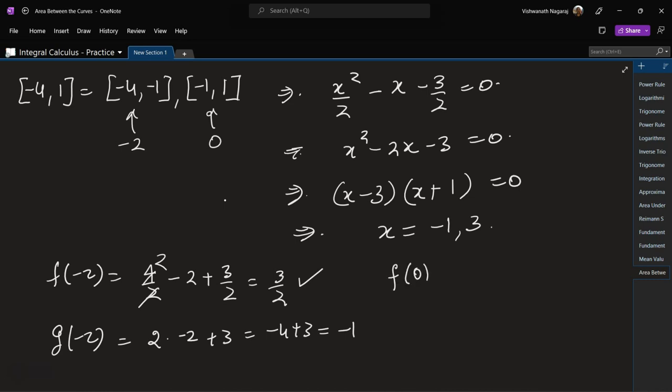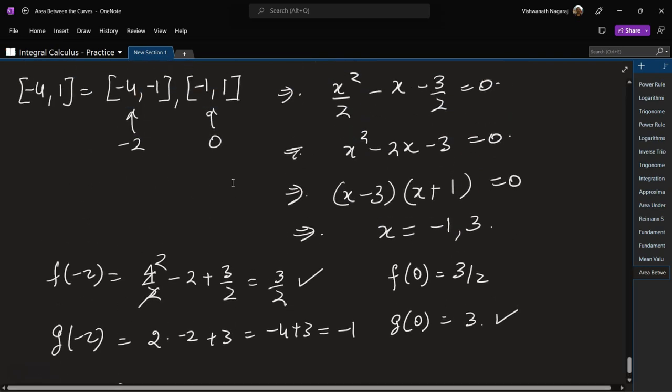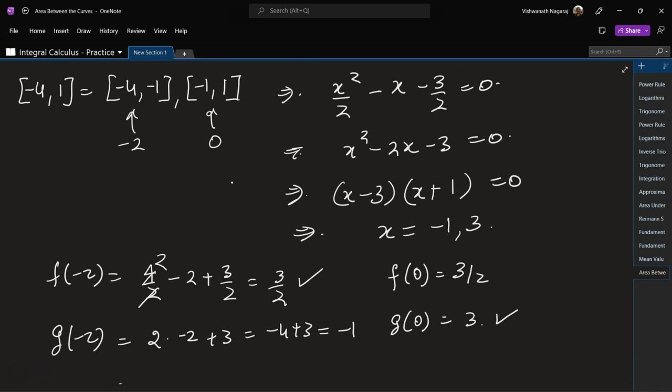Now f of 0 is going to be 3 by 2. g of 0 is equal to 3. So which means g is higher. Now, why we require this higher and lower business is because we have to do the subtractions properly. Okay. Now let's do the evaluations. So for area 1, this is higher, so we have to be careful. What is the first interval? f is higher.